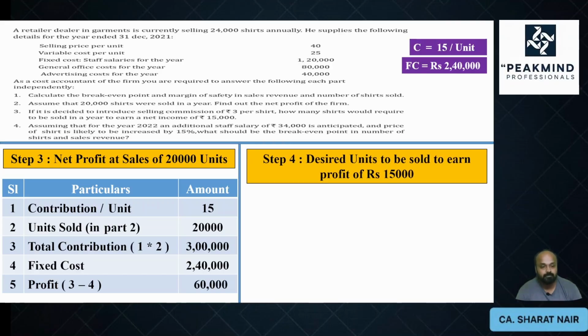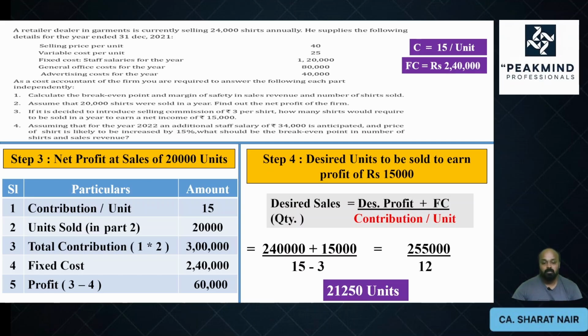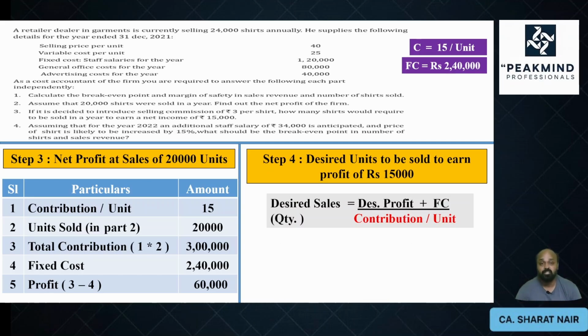Okay. Let's move to the third part of the question, where they are asking to earn a profit of 15,000 if the company also has to incur an additional sales commission of 3 rupees. How many shirts does it have to sell? So here there is a small change. We need to find the desired sales. We know it is desired profit plus fixed cost divided by contribution per unit. Here I have written desired profit and fixed cost interchangeably. So only the question has changed. 2,40,000 is your fixed cost. 15,000 is your desired profit, which is given in the question, divided by contribution.